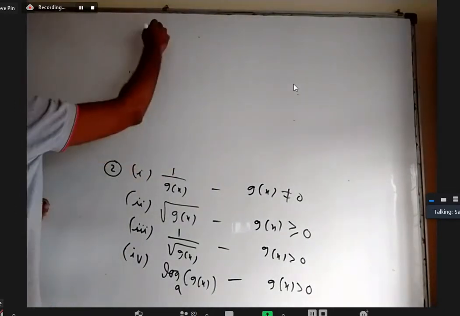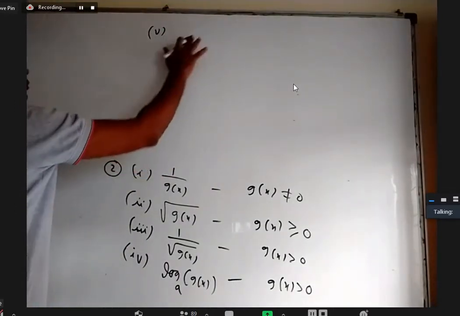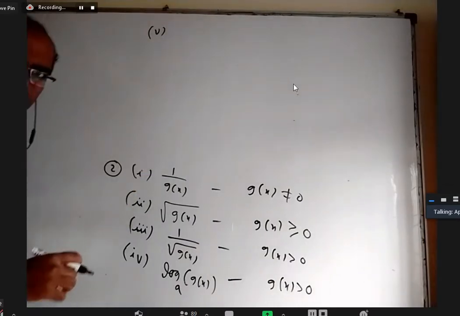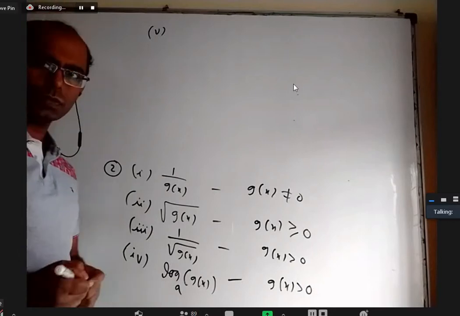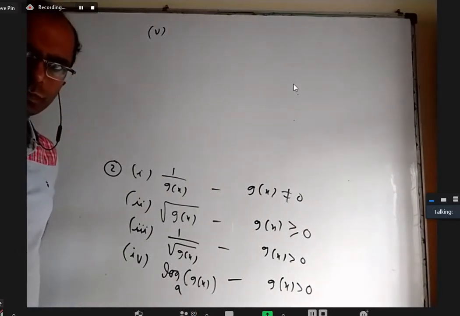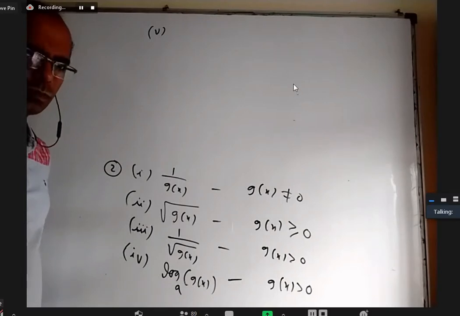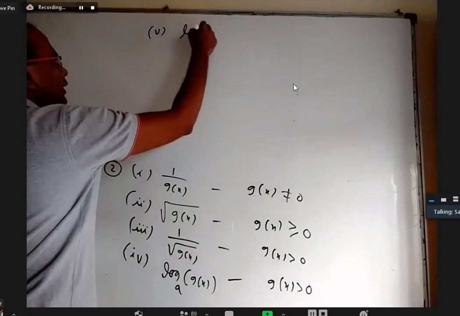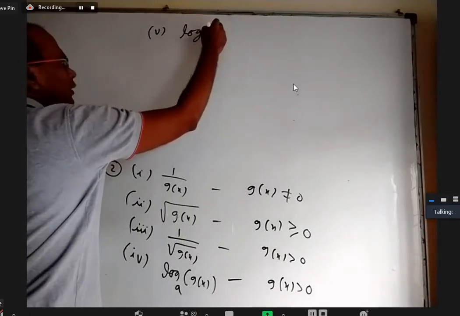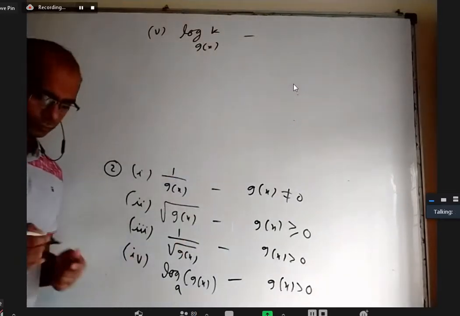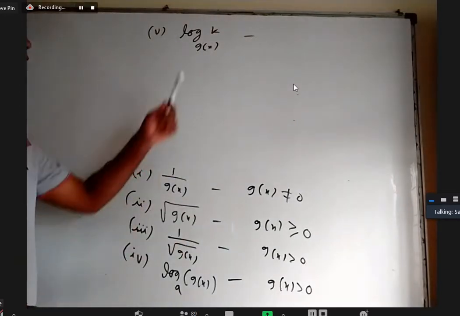Okay. Fifth point. Let us say I have log of some k with base g of x. Can somebody tell me when it will be defined?